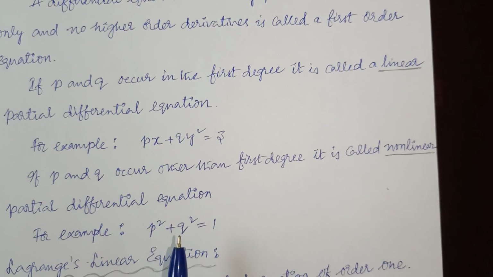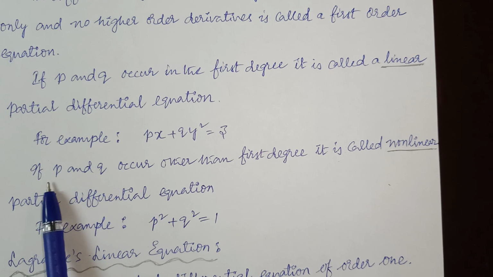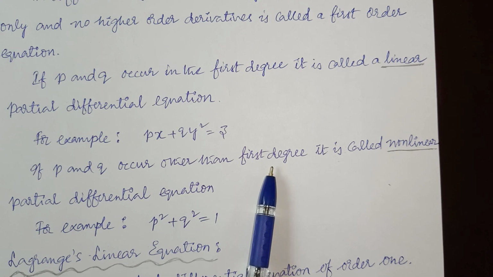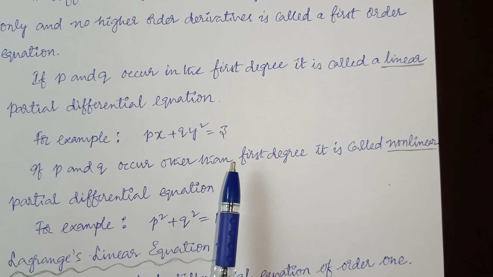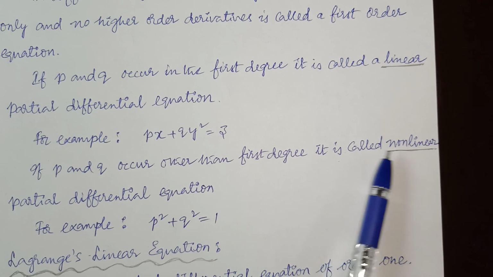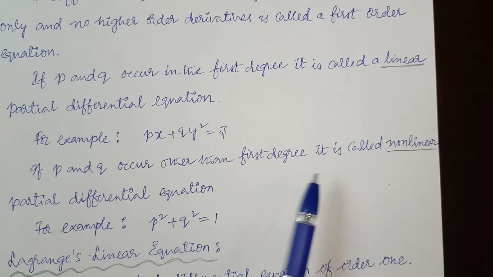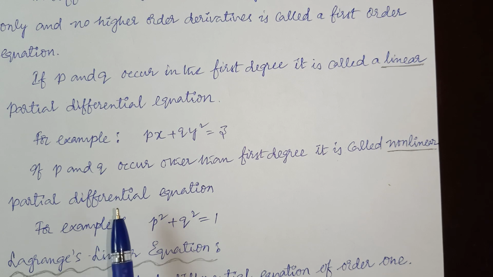Now let us discuss the non-linear partial differential equation. If p and q occur in a degree other than the first degree, like p square, q cube, then it is called a non-linear partial differential equation. For example, p square plus q square is equal to 1. You can see here the degree of p is 2 and q is also 2. If you find p and q with a degree other than 1 in the differential equation, then it is called a non-linear partial differential equation.